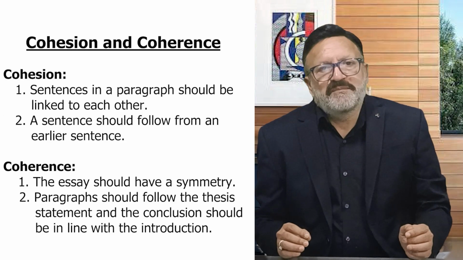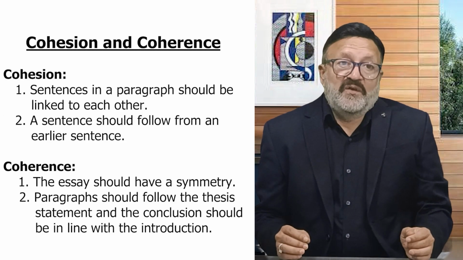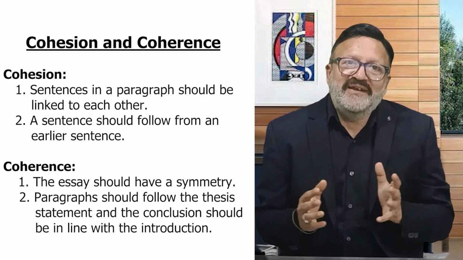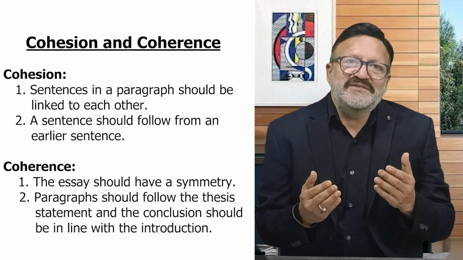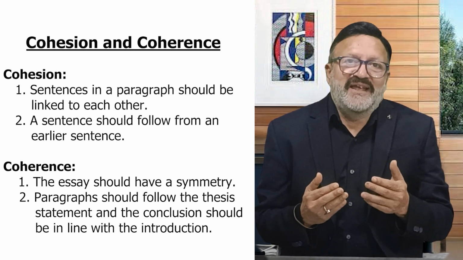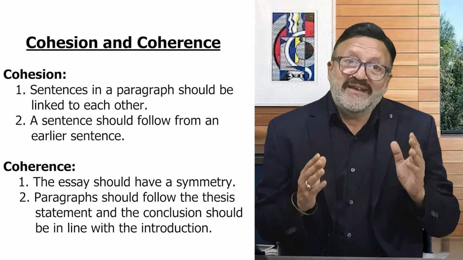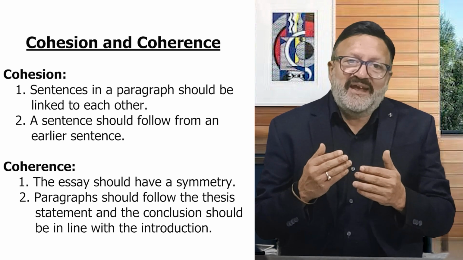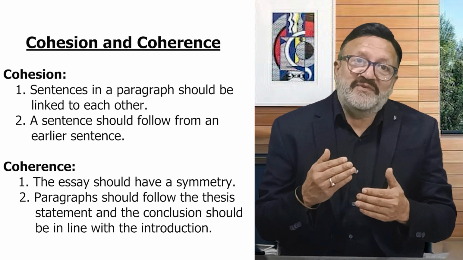So regarding the second parameter, cohesion and coherence: for better cohesion, it is important that the sentences should be linked with each other and any sentence should follow from the earlier sentence. And better coherence means that the essay should have a symmetry. Paras should follow the thesis statement and the conclusion should be in line with the introduction. So to build a cohesive paragraph, in my opinion, the following structure should be used to write any paragraph.